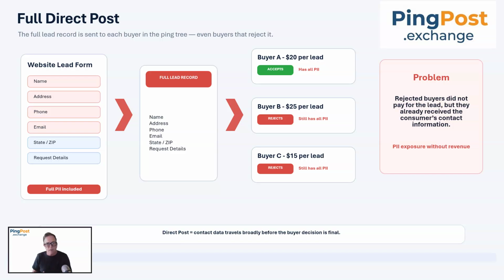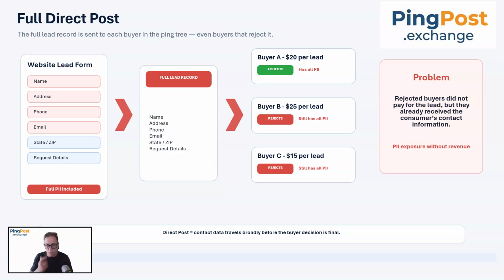But what is the problem here? The problem is that the rejected buyers did not pay for the lead, but they still have all of the consumer's contact information. We call that PII, personally identifiable information, which is their name, address, phone number, email, and zip. That stuff is kind of sacred and private. And so from a compliance standpoint, you don't want your data ending up in the wrong hands, especially people who didn't pay for the lead.